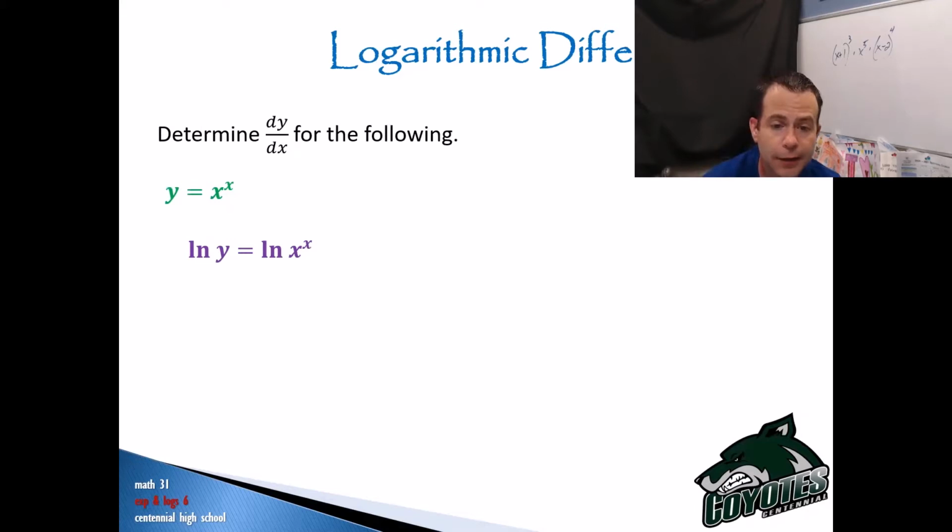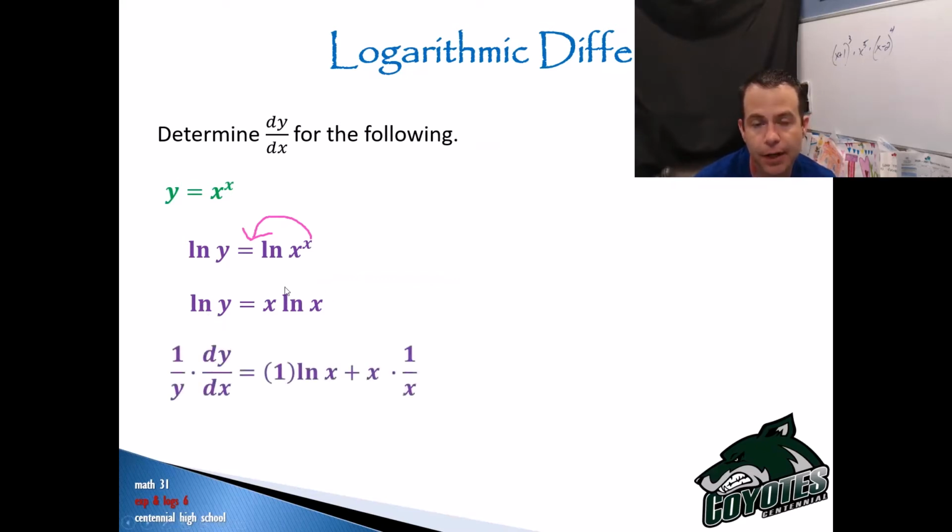But now what that allows me to do is this exponent can come to the front, and I can treat this as ln y equals x ln x. Well, now I can differentiate a little easier. Here, I've got 1 over y times the derivative of y. And here, I've got the product rule. So the derivative of x is 1 times g, which is ln x, plus f times the derivative of g, which is 1 over x. So now this gives me ln x, and this gives me plus 1, because that's x over x.